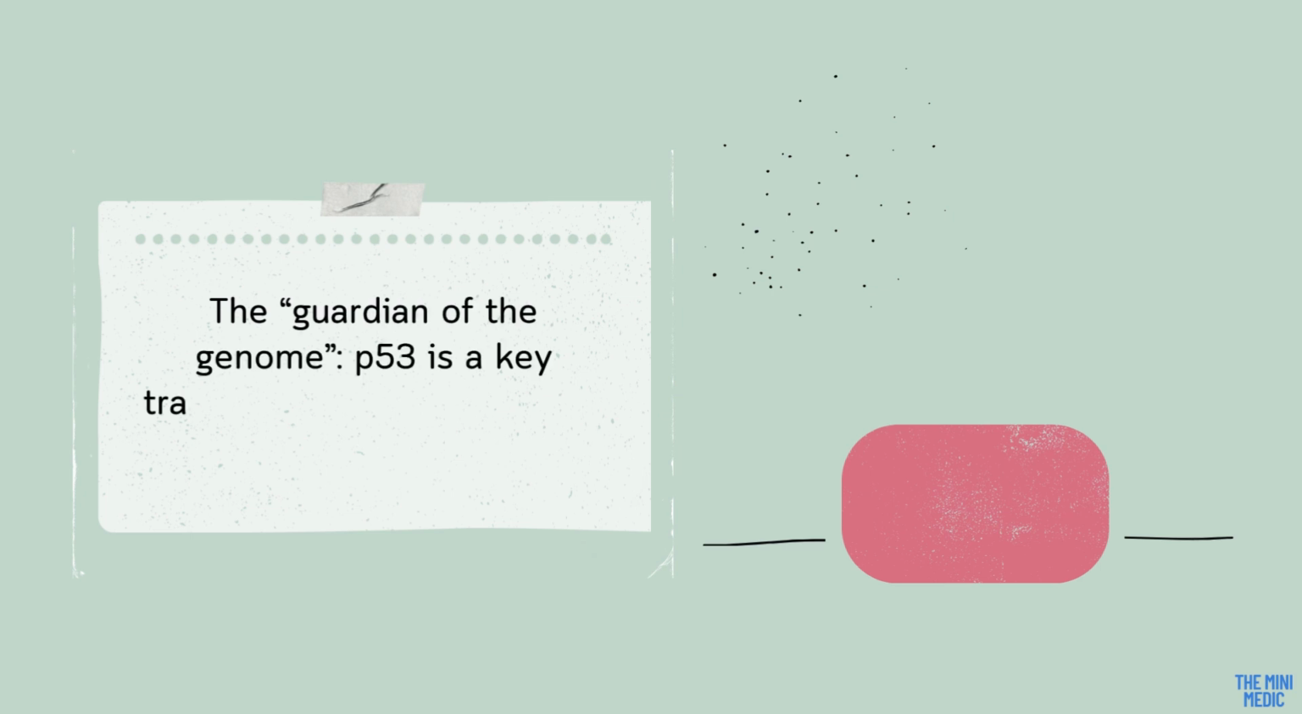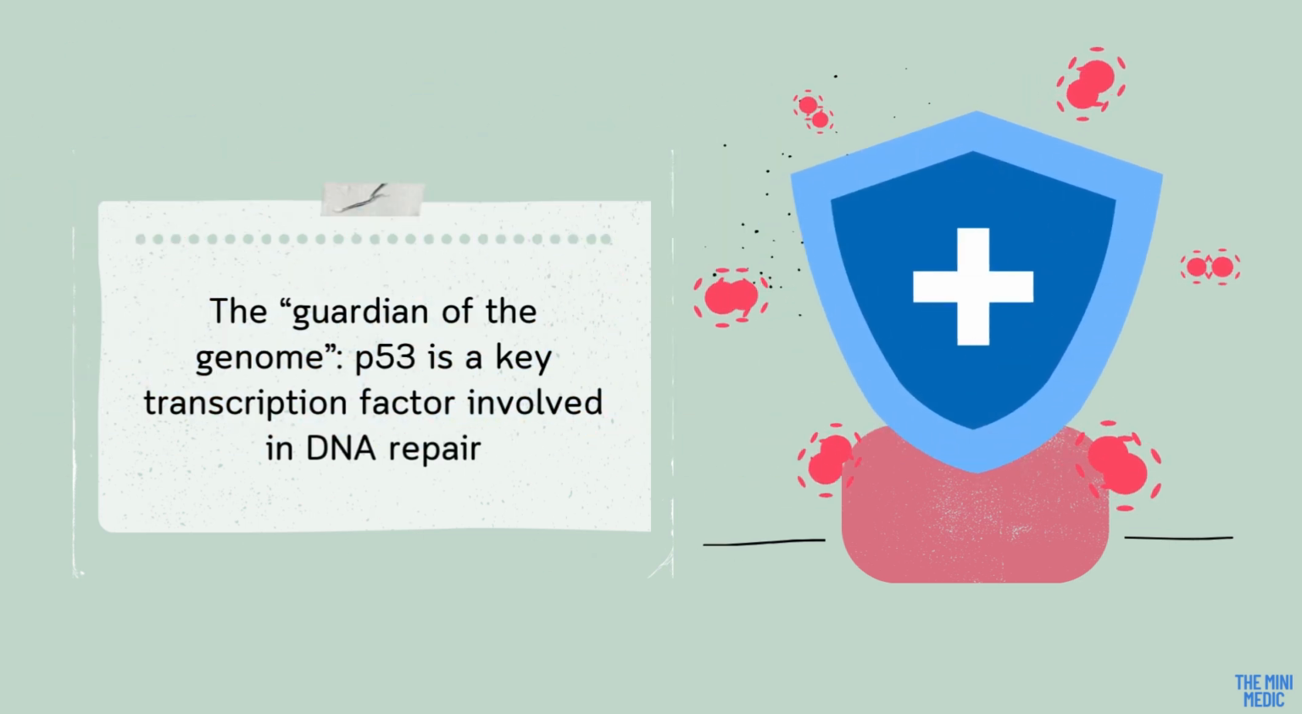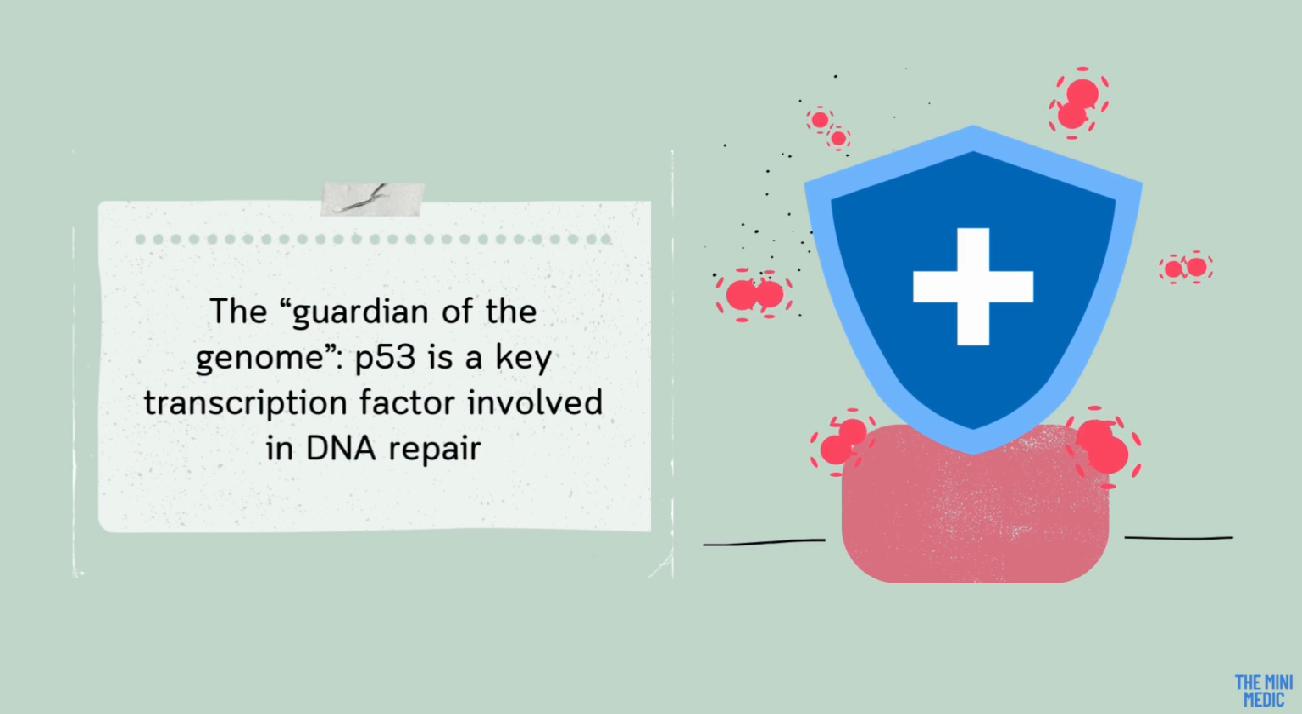Now, a very grand label for p53 that you may well have come across is the guardian of the genome, because when it is expressed, p53 acts as a key transcription factor during DNA repair, essentially acting as a checkpoint to decide whether the DNA should be repaired and the cell can keep functioning, or if the cell should undergo apoptosis, that is, cell death.